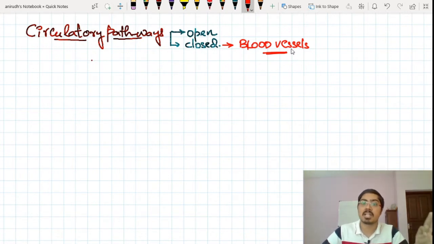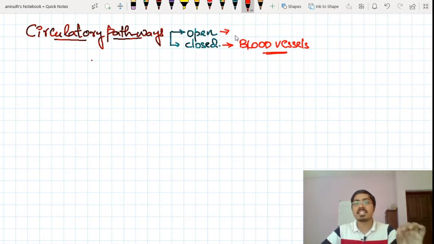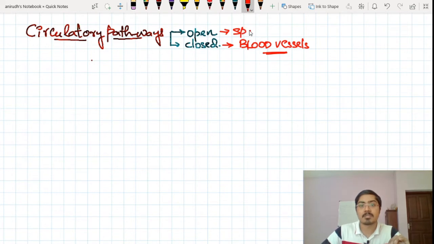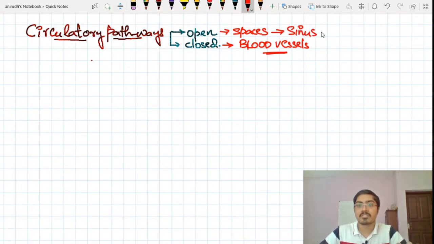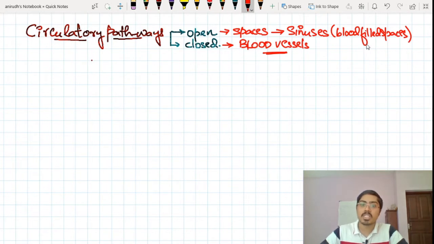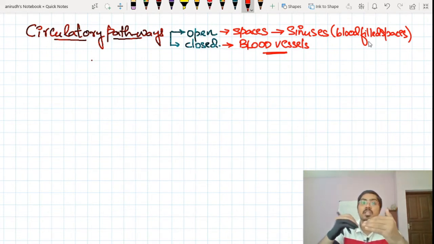while in open circulation you will not find blood vessels. Instead, you will see blood inside the body of the organism in spaces. So there are certain spaces inside the body of these particular organisms, and these spaces are called sinuses. So these are blood filled spaces inside the body of the organism where the blood will be present, and the diffusion of substances between the blood and the tissue will occur in these blood filled spaces.